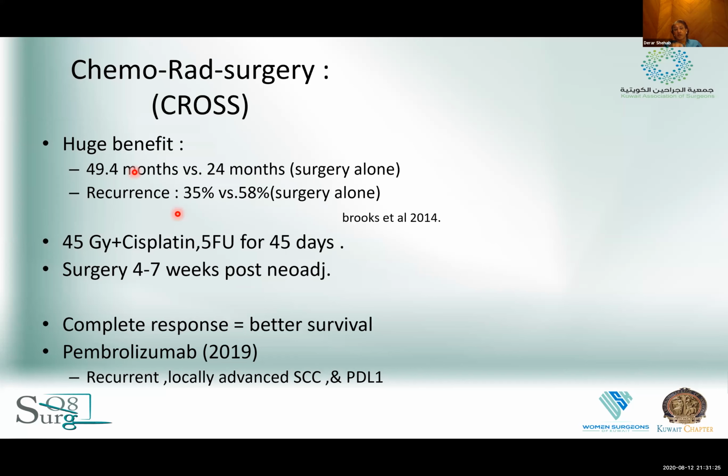The regimen was basically radiation 45 gray and chemotherapy, cisplatin and 5-FU, for 45 days or so, followed by surgery 4 to 7 weeks from the last day of neoadjuvant therapy. And in subgroups that had a complete response, they showed a better survival.